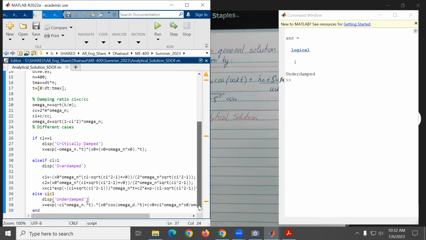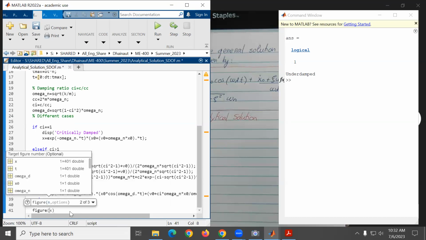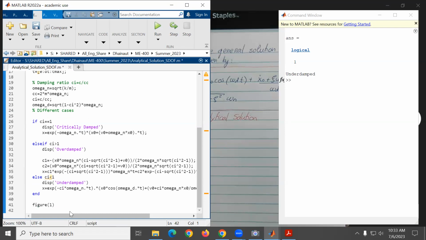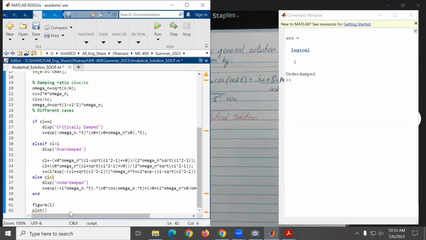Okay, so let's see. So let's do plot, figure 1. Yeah, would be equal to what? Okay. Plot, so t versus x.